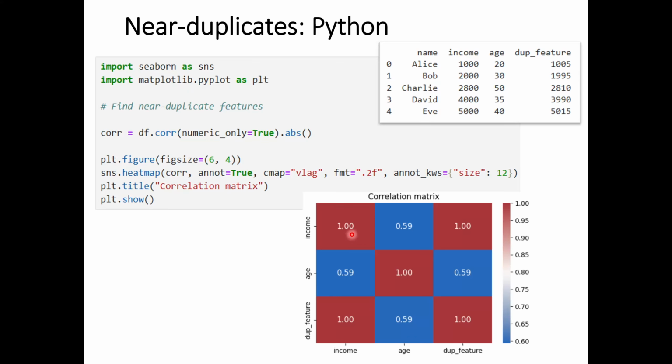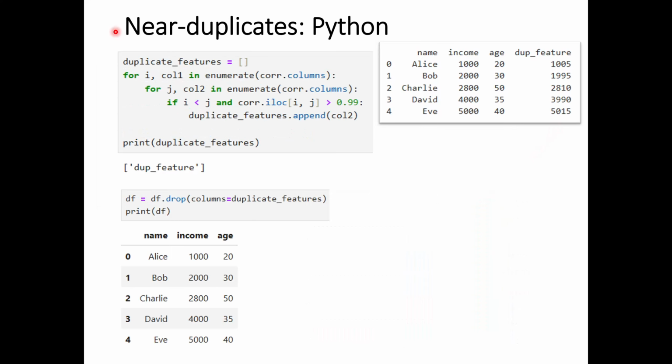We can see that the feature dup feature correlates with income almost perfectly, up to 2 decimal places. Therefore, one of them can be removed with virtually no loss of information. We can find all features whose correlation with any of the preceding features in the dataset exceeds a certain threshold, 0.99 in this example, and then remove those features from the dataset.